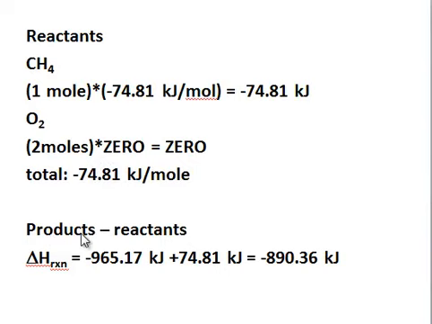Right. Then we take products minus reactants: heats of formation of all the products minus all the reactants. That's negative 965.17 for the products. When we subtract the reactants, we subtract a negative number. That gives us a positive number. Negative 965.17 plus 74.81 is negative 890.36 kilojoules, which is the correct value for the heat of this reaction.